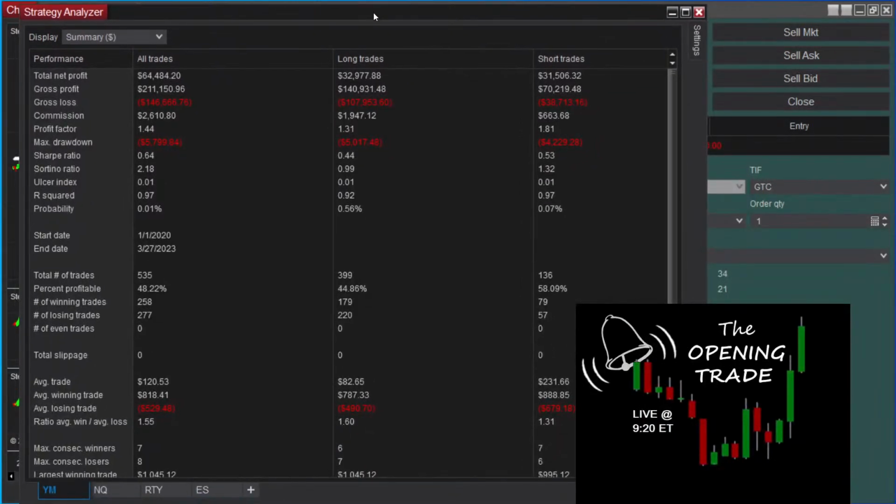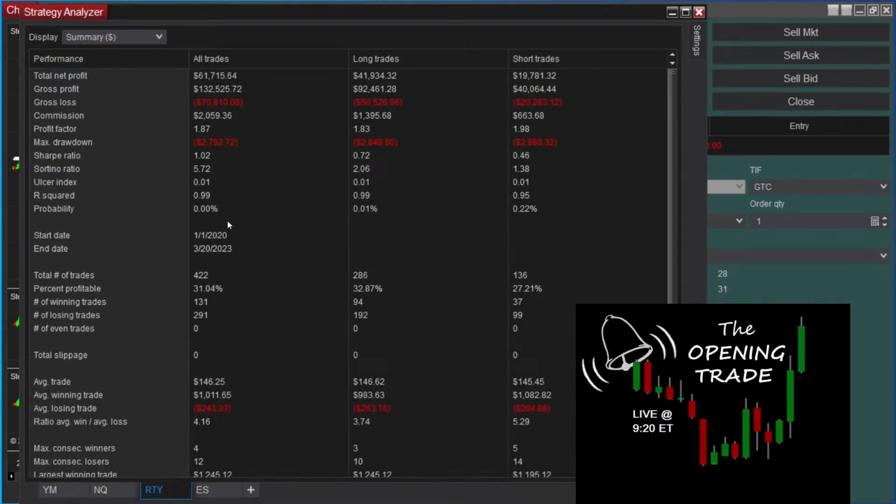Here is our backtest result for the YM. Here is the start and end date, the max drawdown, gross loss, gross profit and total net profit there. Here is the Russell start and end date. It's just a little bit different. They'll all be the same tomorrow. Here we have the max drawdown, gross loss, gross profit, and total net profit.